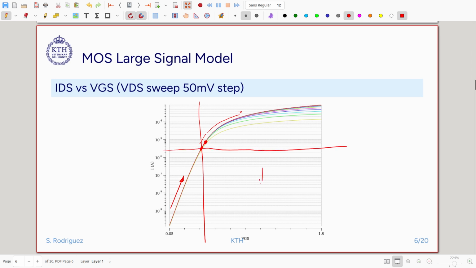Okay, this area is the weak inversion, and we have something that we also call moderate inversion. And then we have strong inversion. The moderate inversion is the transition between the equations that we have, from the exponential to the quadratic equation. And we can use this setup to check.